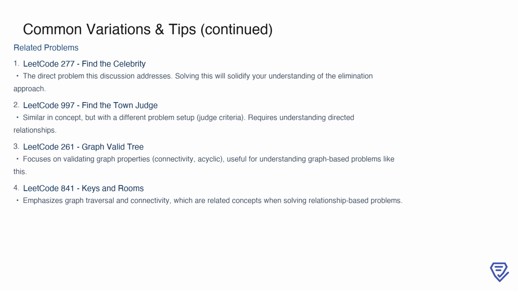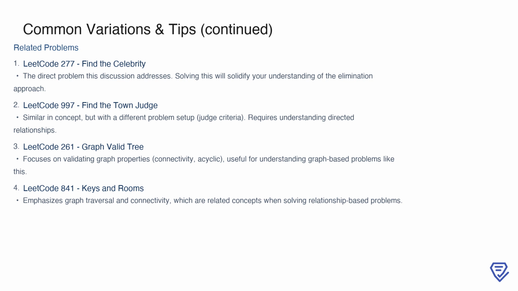To deepen your understanding, it's helpful to explore related problems. The direct problem we're addressing here, LeetCode 277, Find the Celebrity, is a great starting point to master the elimination strategy. Another similar problem is LeetCode 997, Find the Town Judge, which also involves directed relationships but with slightly different criteria for identifying the judge.